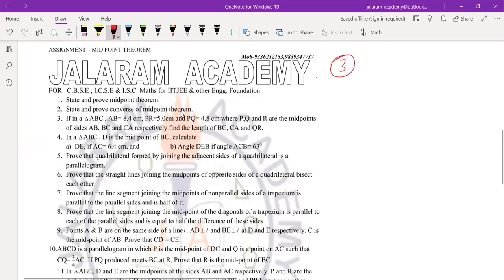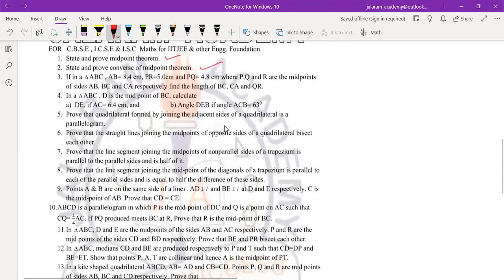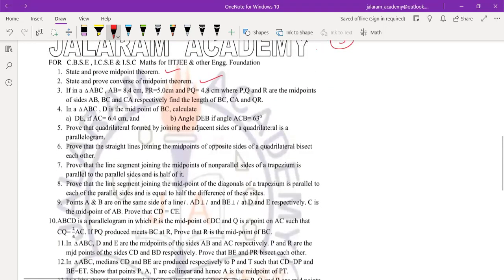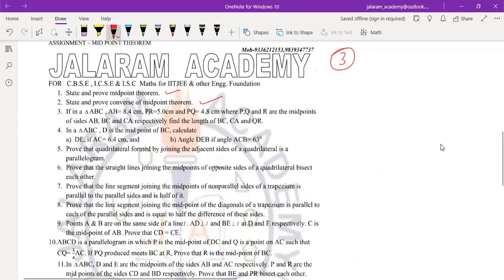So after studying the midpoint theorem, the converse of the midpoint theorem, and one more theorem I have discussed, the equal intercept theorem, let's now discuss how to solve questions involving the midpoint theorem, the converse of the midpoint theorem, and the equal intercept theorem, and how to represent them in our notebook. You will get the marks in subjective exams only if you solve the questions with proper presentation.